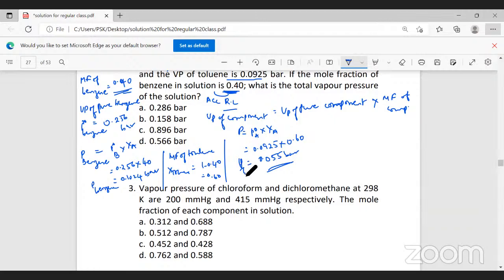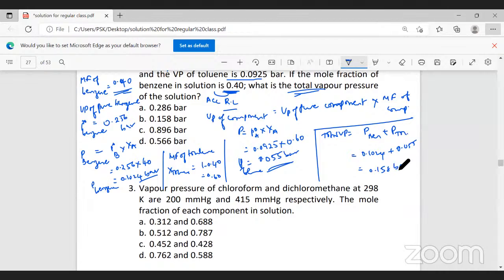They're asking what the total vapor pressure is. The total vapor pressure will be the sum of the vapor pressure exerted by benzene and the vapor pressure exerted by toluene. The vapor pressure exerted by benzene is 0.1024 and by toluene is 0.055. On adding these two, we get 0.158 bar. The answer you'll get is 0.158 bar. Did you understand this?